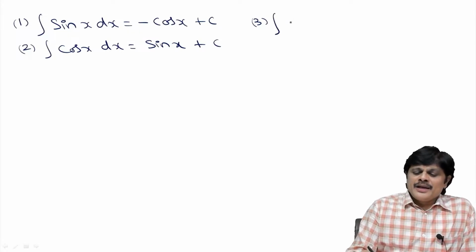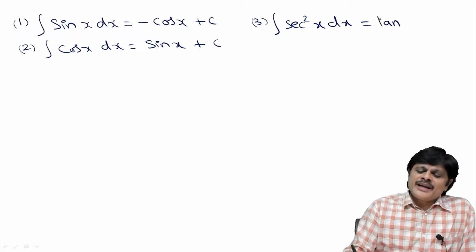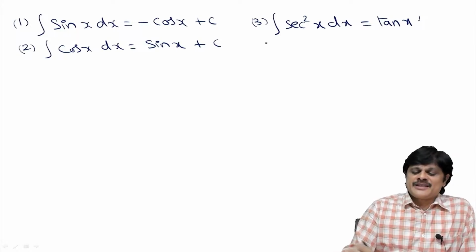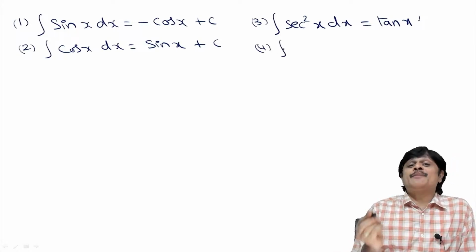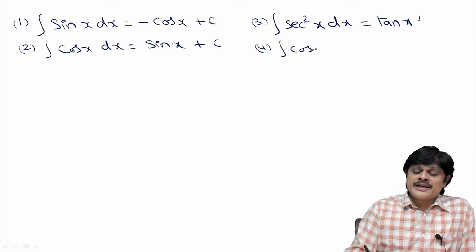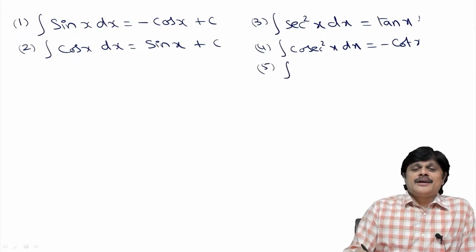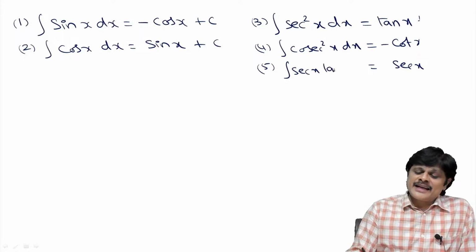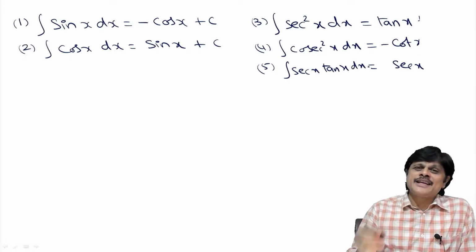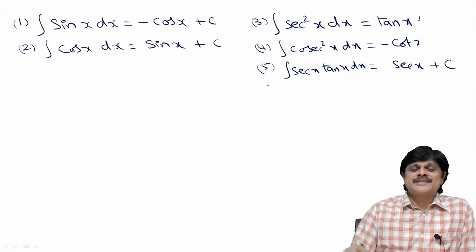For example, the derivative of tan x is secant square x. So the integral of secant square x would be tan x plus c. Similarly, the derivative of cot x is minus cosecant square x. Therefore, the integral of cosecant square x dx would be minus cot x. Next, the derivative of secant x is secant x tan x. Therefore, the integral of secant x tan x is secant x plus c.